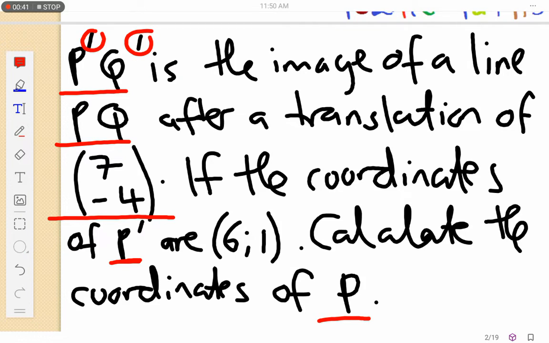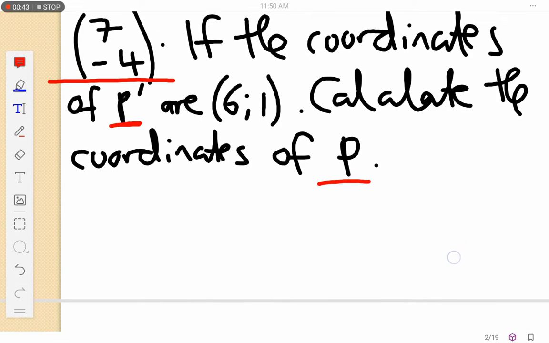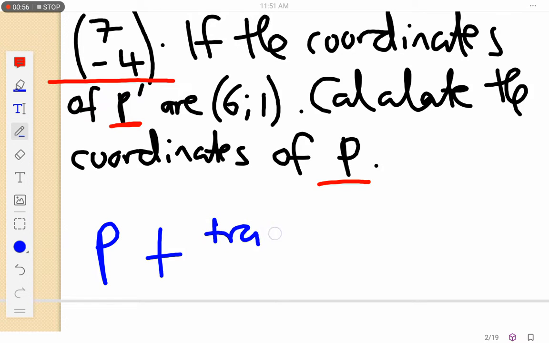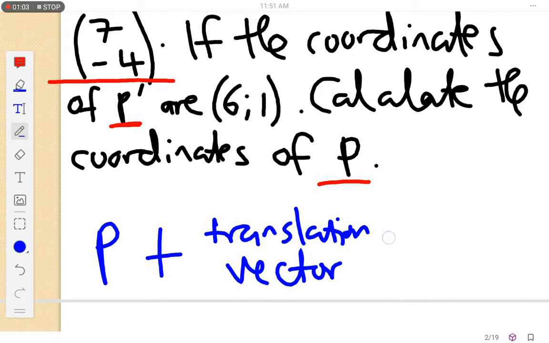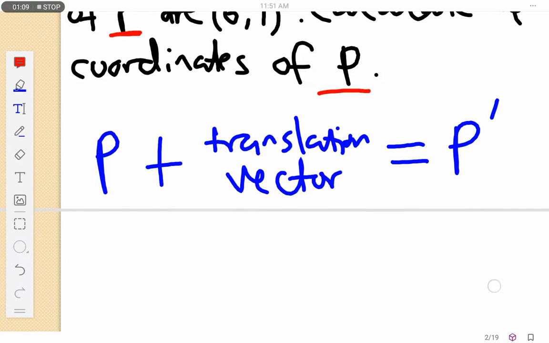So what we do here is I can write it in layman's language: I've got my P point plus the translation vector, I will get the image of P. That's basically the simplest way of calculating this.